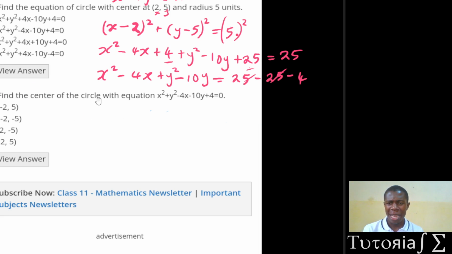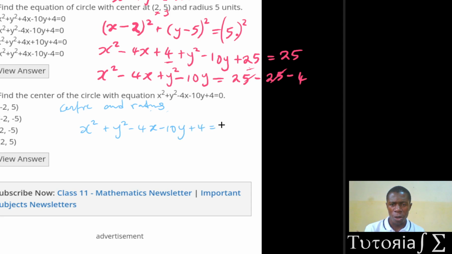Okay. Number 3 asks us to find the center and the radius of the circle. Now we have been given this equation here, which is x squared plus y squared minus 4x minus 10y plus 4 equal to 0.